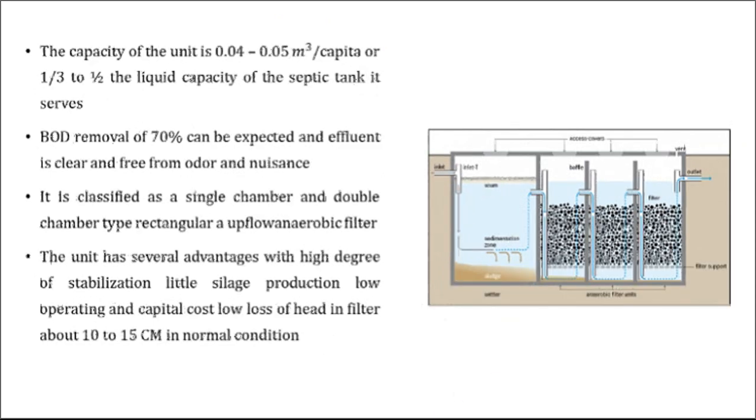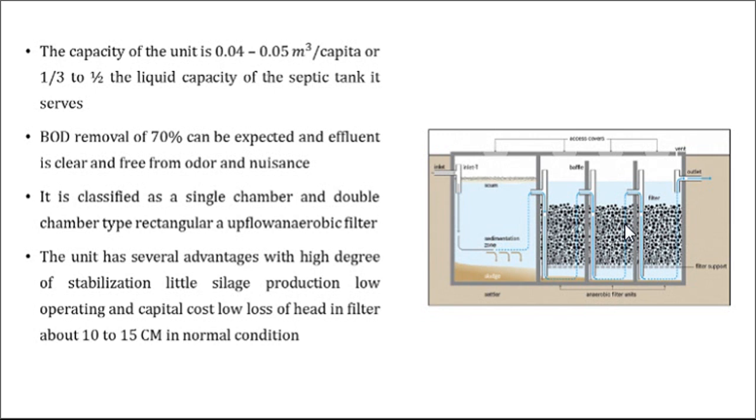Next, the capacity of the unit is about 0.04 to 0.05 cubic meter per capita, or 1/3 to 1/2 of the liquid capacity of the septic tank it serves. So, the capacity is important. Next one, BOD removal of about 70% can be expected and effluent is clear and free from odor and nuisance, which is obtained after passing through these 3 filter beds.